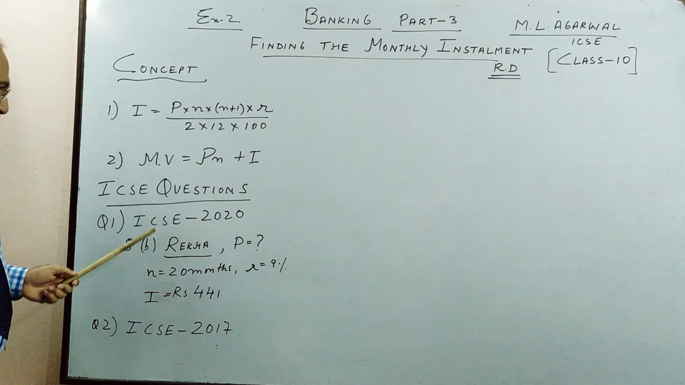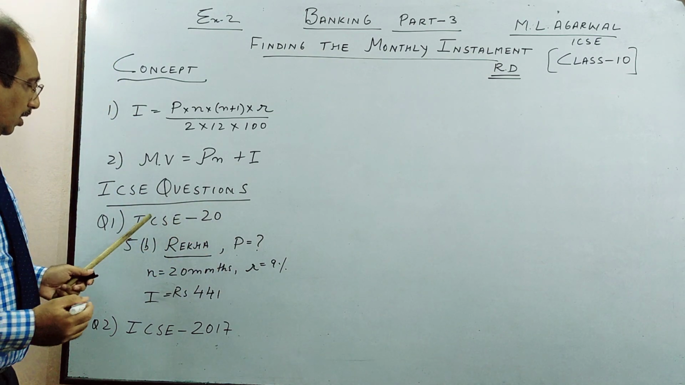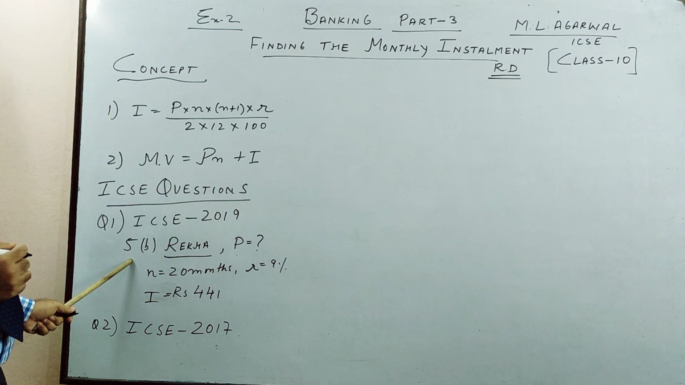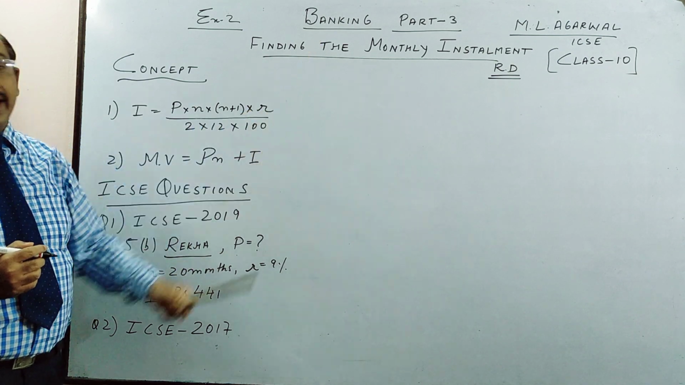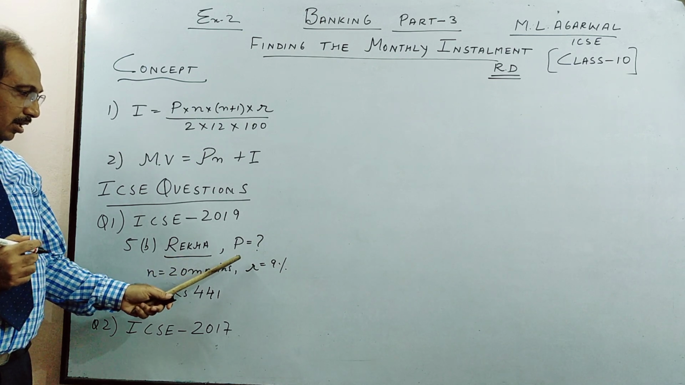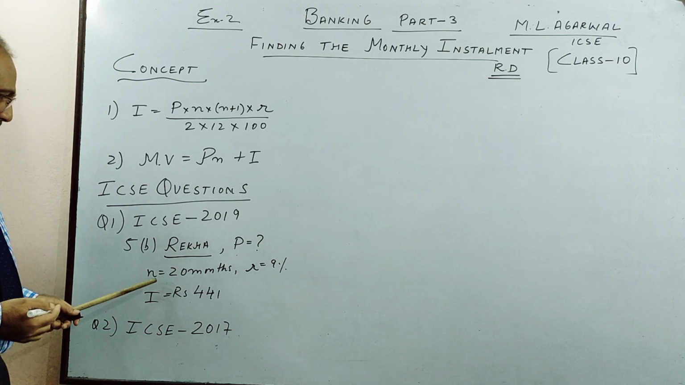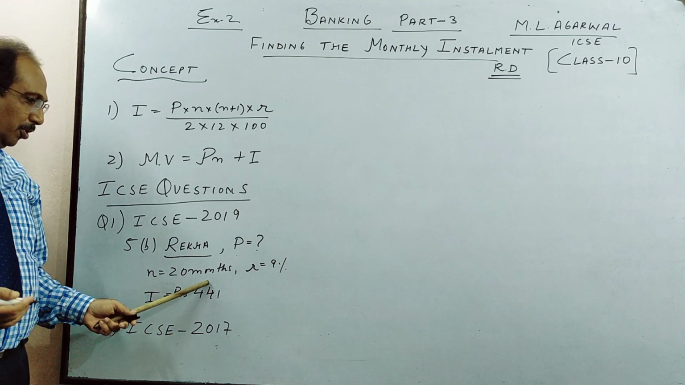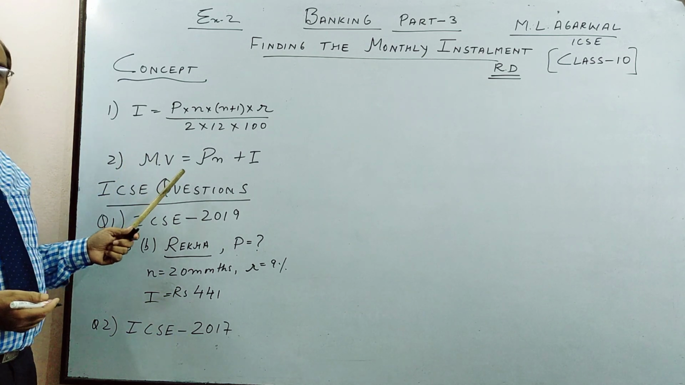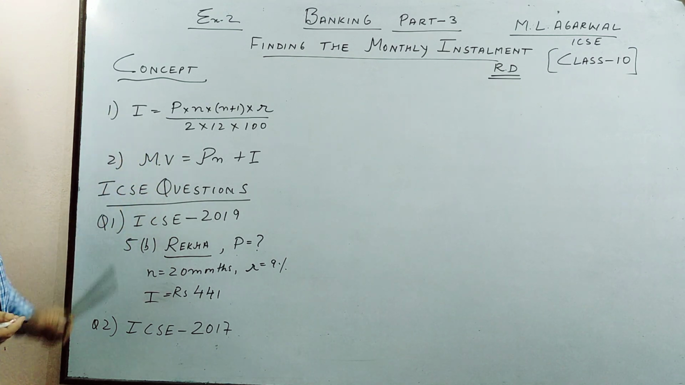So I take the ICSE 2019 question 5B on banking recurring deposit. The 2020 question was on rate. Rekha is given, and we have to find her monthly installment, how much she deposits every month. For 20 months she deposits, the rate of interest is 9 and the interest is given. As you know, in previous lessons I told you there are two formulas. Here we are just going to use the first one, see how.